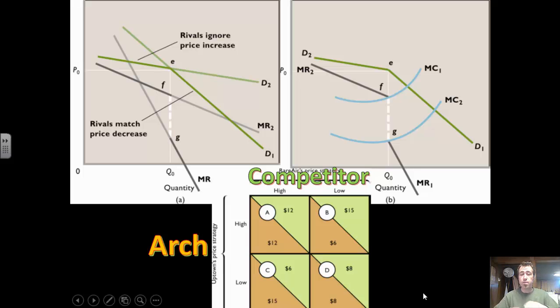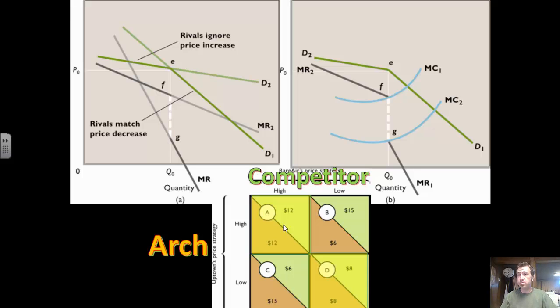And so if both of these competitors aren't colluding, what cell are they going to end up in? D. They're going to end up in cell D, and they're going to get only $8 of profit. So that's not the best profit. What would they choose to do if they were to collude? If they were to organize, they could both charge high prices, and then they would both get $12 each in profit, which is a pretty good deal.